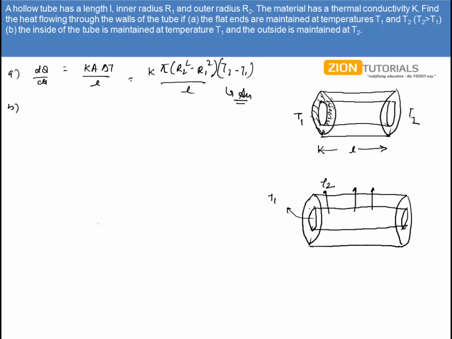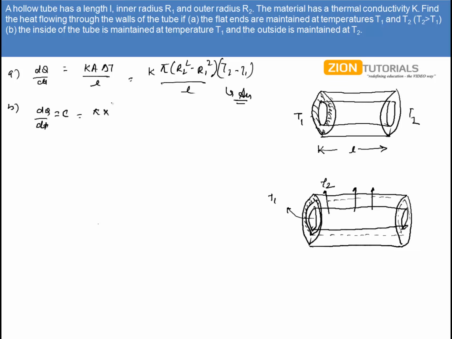So I'll do the same thing as I did in the previous question, that I'll take a differential cylinder like this. Alright, this is my differential cylinder. And I'll calculate dq by dt, that is again a constant, equal to K.